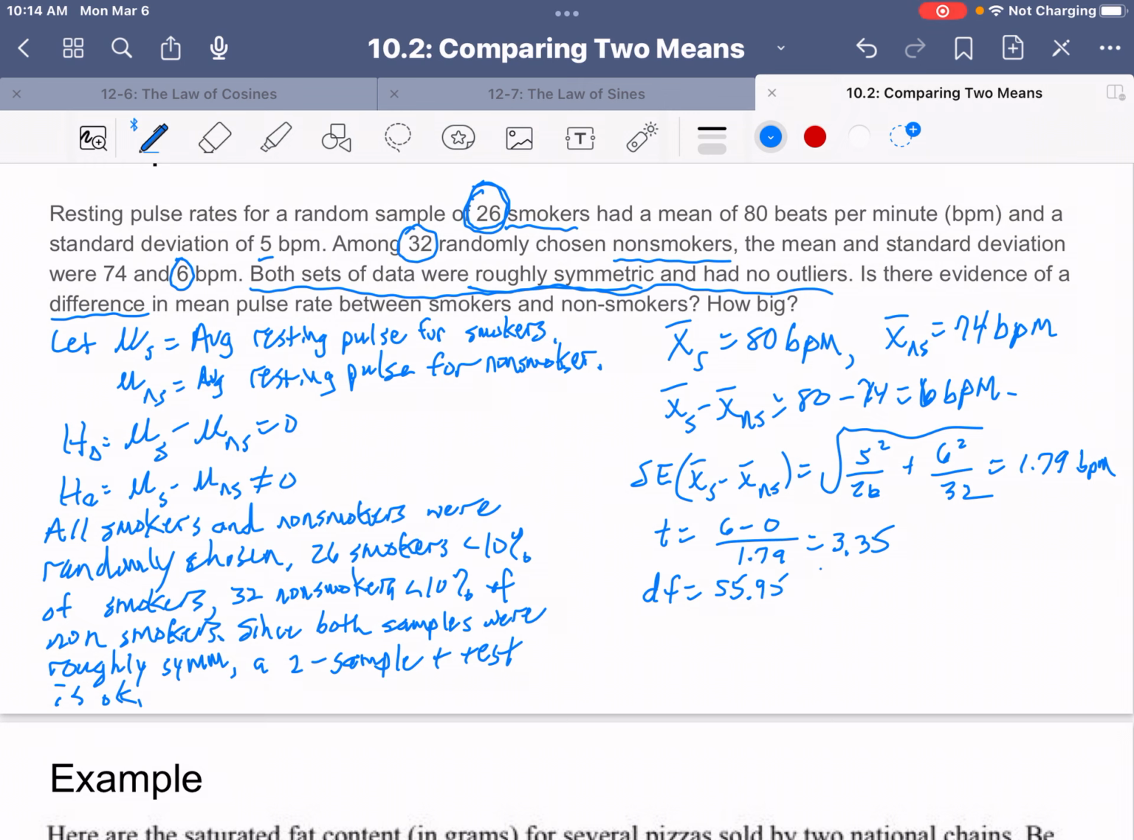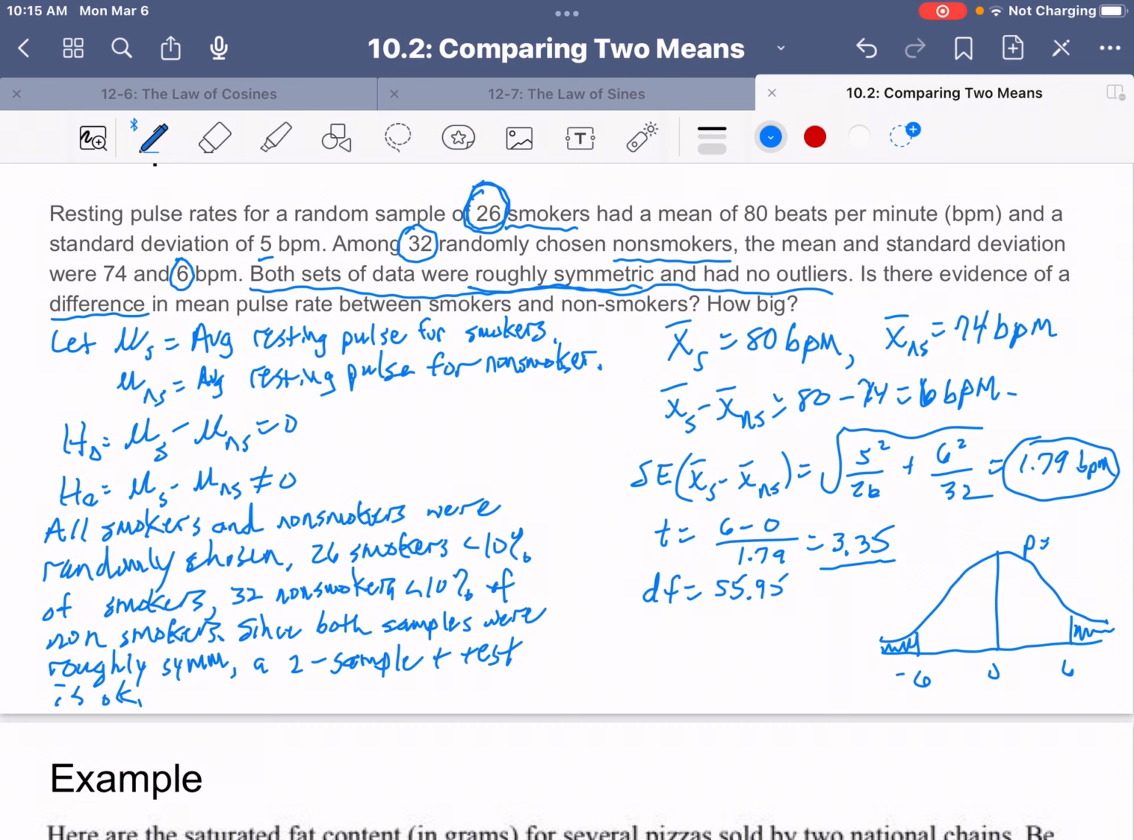Why is mine 3.35 and the calculator's 4.15? It's just a difference in rounding that 1.79 beats per minute. So don't worry about the fact that it's slightly different, okay? All right, so now draw yourself a t-distribution, label the center 0, and label the difference 6, but since the alternative is the not equal to case, go out to -6 and shade both wings.